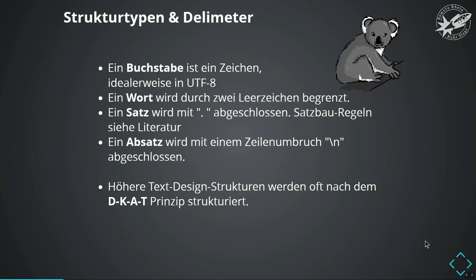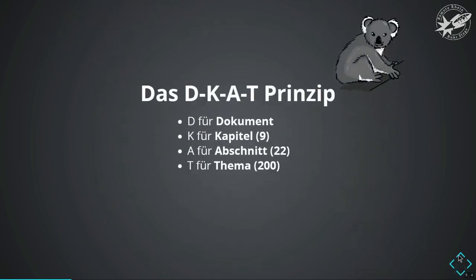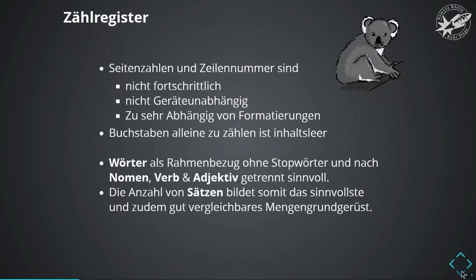Apart from that, there are higher text design structures, which are usually structured according to the DKAT principle, which stands for document, chapter, section, and topic. There are 9 chapters, 22 sections, and in total 200 topics in the coalition agreement. Then counting. So that's another thing. If you want to count something, to prepare it afterwards.